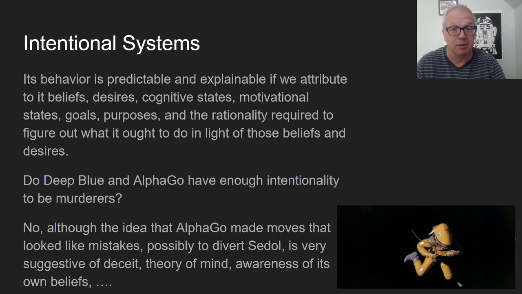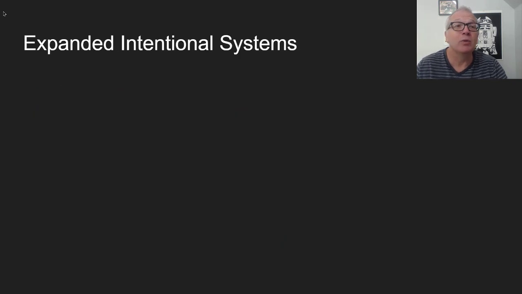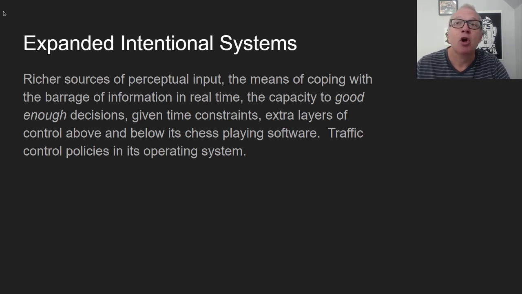That's an intentional system. But now the question is, what do we need to add to something like Deep Blue to make it sophisticated enough or complex enough to have more of what it would take to be guilty of murder? And Dennett's answer is richer sources of perceptual input, like HAL's world or the system's world needs to be much richer than just a chessboard. It has to perceive more of the world than that. It has to have the means of coping with the barrage of information that's going to come from all these perceptions in real time, the capacity to make good enough decisions.